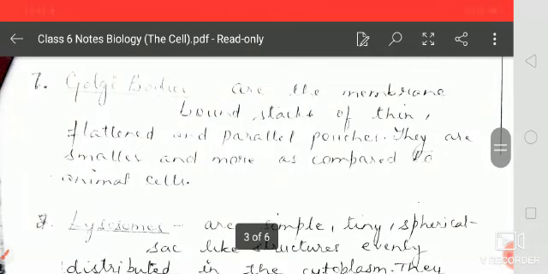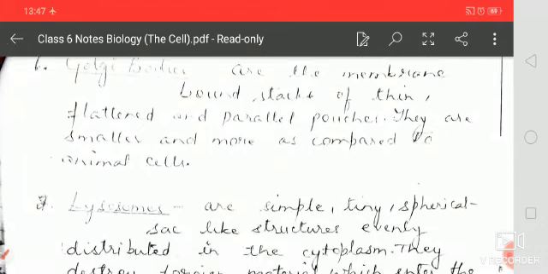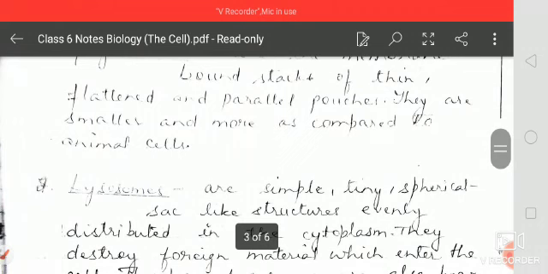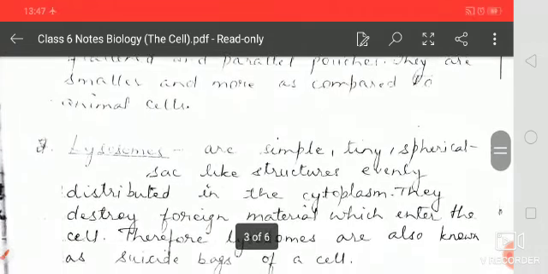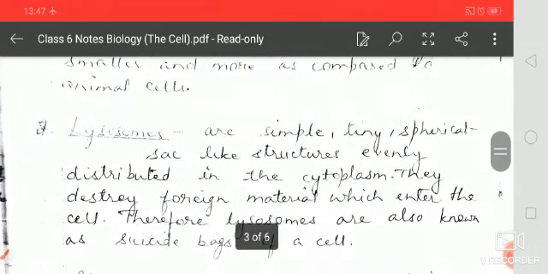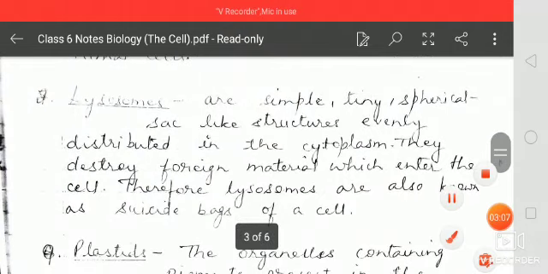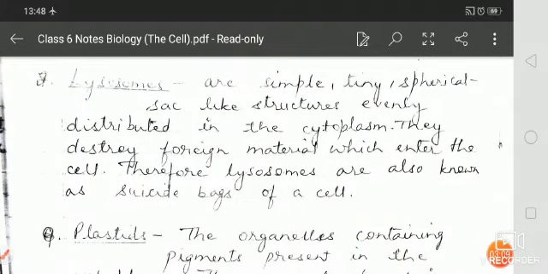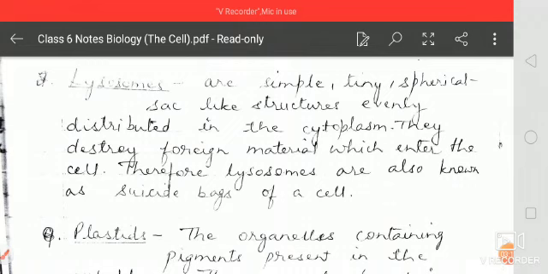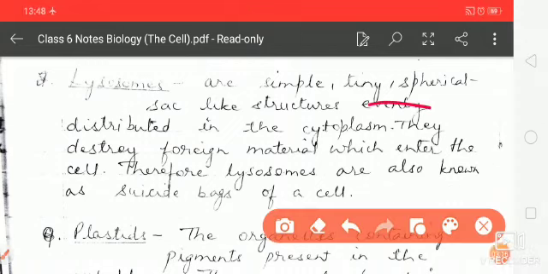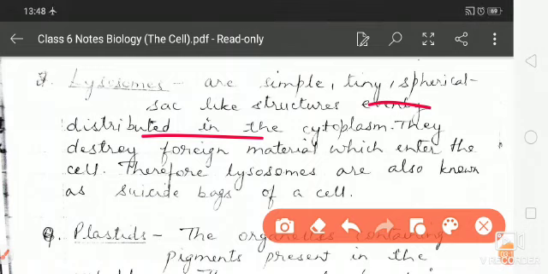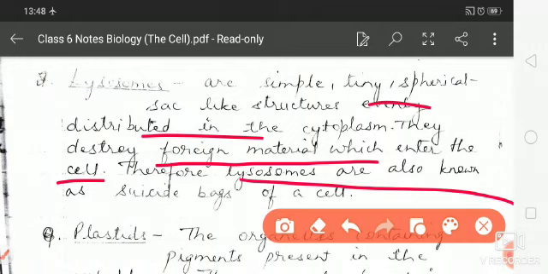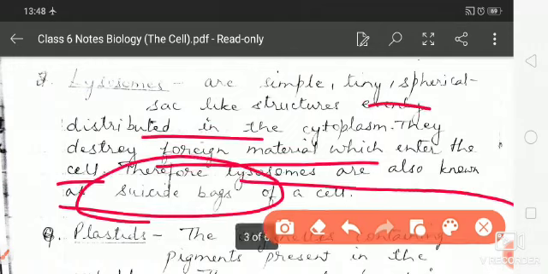Next, Golgi bodies are membrane-bound structures made of thin, flattened and parallel pouches, and they are smaller and more numerous in animal cells. Dear students, next one is lysosomes. They are simple tiny spherical sac-like structures distributed in the cytoplasm. They destroy the foreign materials which enter into the cells, and therefore the lysosome is called the suicidal bag.